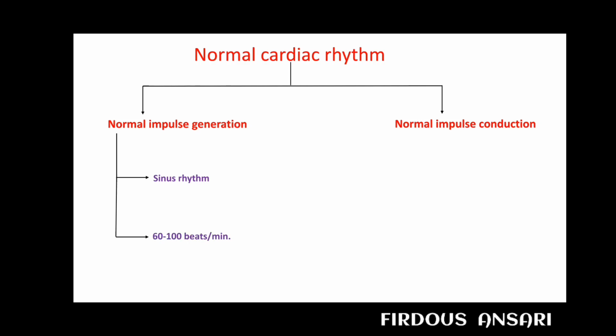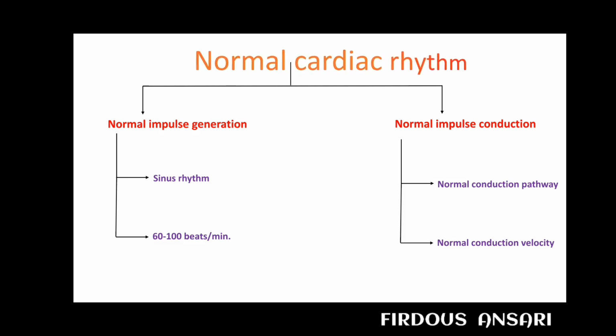Next, the criteria required for maintaining normal impulse conduction are, first of all, it should follow a normal conduction pathway, that is SA node to atrium, atrium to AV node, and AV node to the Purkinje system and then to the entire ventricle. This is the normal conduction pathway. The second criterion is that it should follow a normal conduction velocity. In the atrium the impulses should be conducted at a moderate velocity. Next, the impulses should pass through the AV node at a very low velocity, and should conduct to the ventricles at a very high velocity. So this is the requirement for maintaining a normal cardiac rhythm.